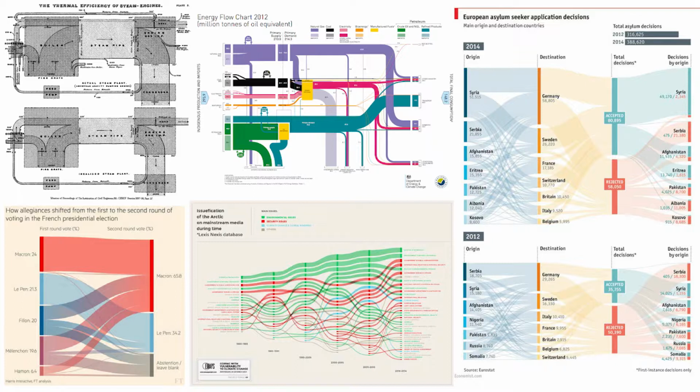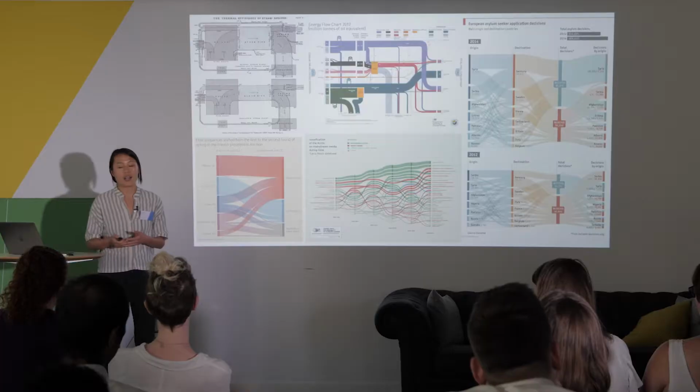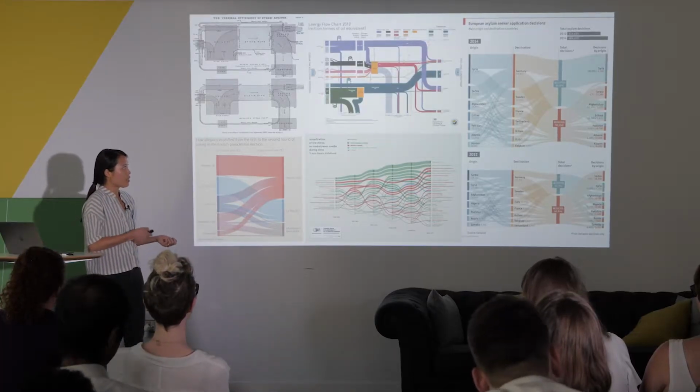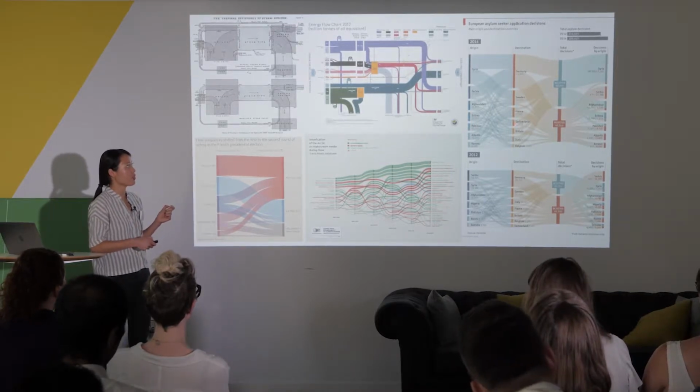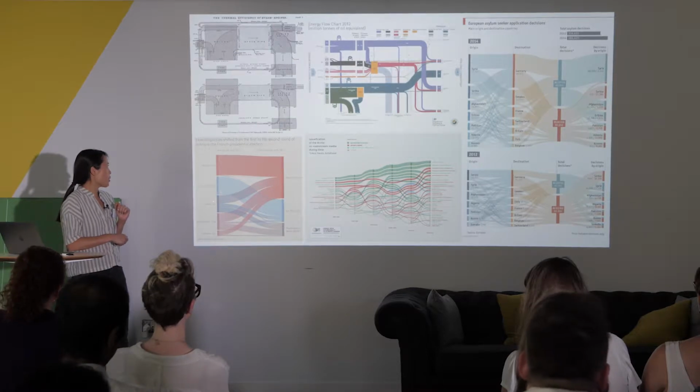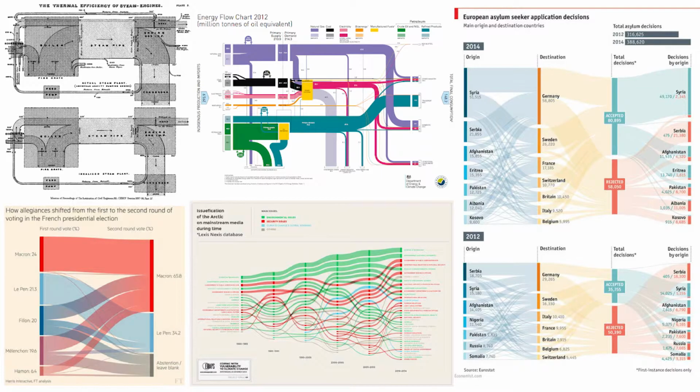But there are other types of movement that we can use Sankey diagrams for, other than energy flow. Here we're seeing how asylum seekers move from one country to another in connection to their asylum decisions. Another use is showing how allegiances shift between two rounds of voting in a presidential election. Another use is showing how issues or topics resonate in mainstream media over time.